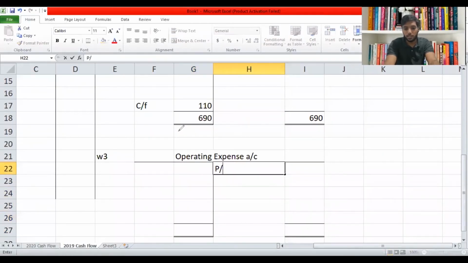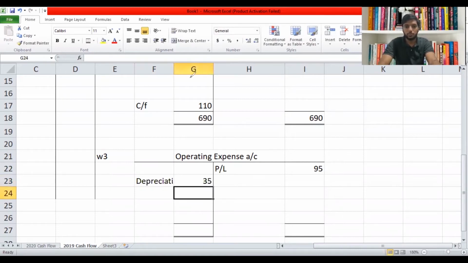So write P and L, profit and loss. What is the balance we have taken? 95, and it includes the depreciation. I'll show depreciation on the other side to know how much we have made the payment. So depreciation is 35,000. And then we had opening balance and closing balance when it comes to this.